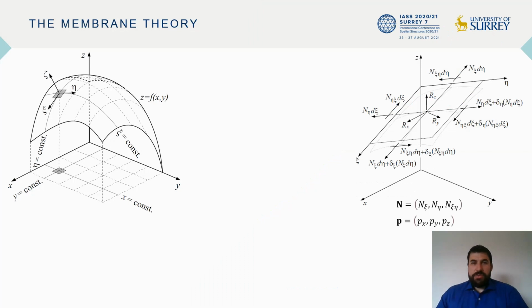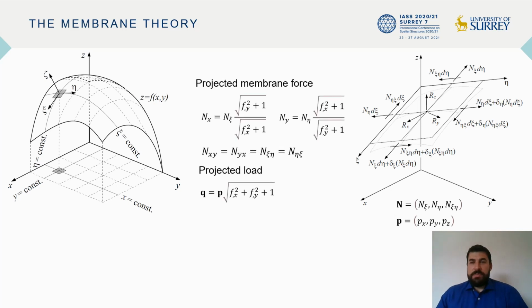The membrane theory was developed by Pucher as a simplified theoretical model for the stress analysis of thin shells. This model neglects altogether bending and out-of-plane shear. It describes the equilibrium of curved shells by a set of differential equations in which the membrane internal forces are related to the height of the shell mid-surface. The shell height is represented by the function f of x and y. Membrane forces and loads are defined on this surface and are projected on the horizontal plane, that is, the shell planform, to obtain components nx, ny, nxy and q.